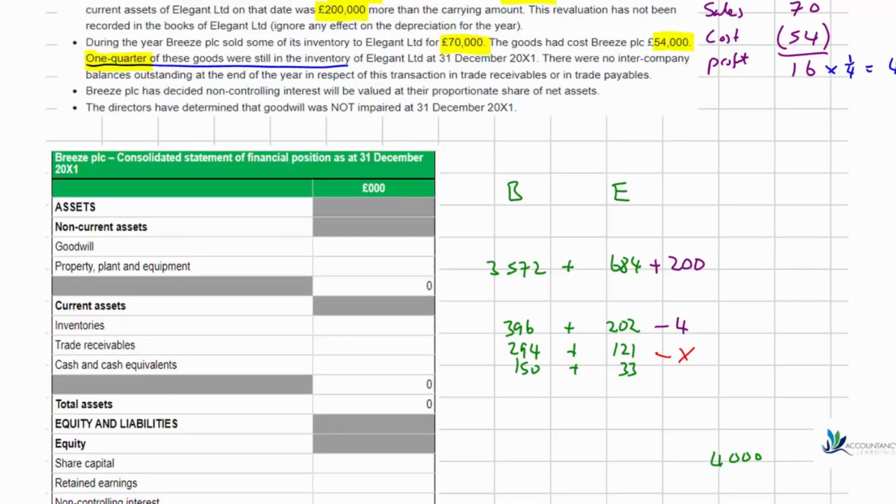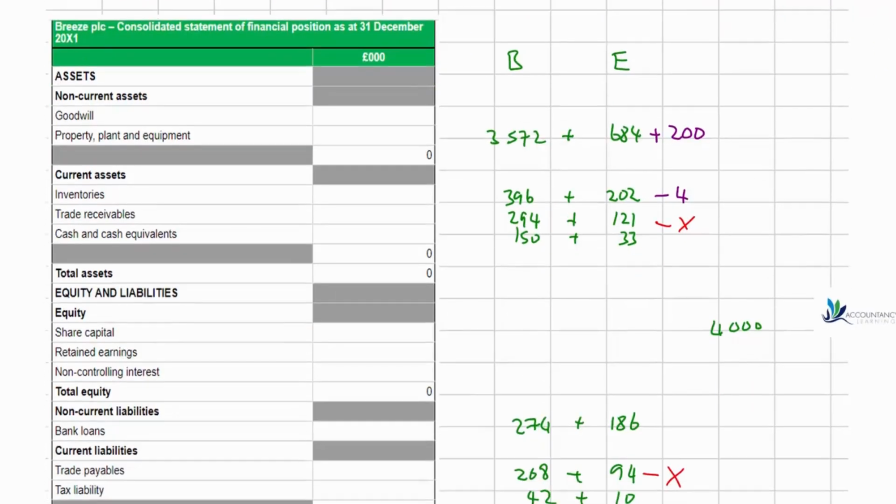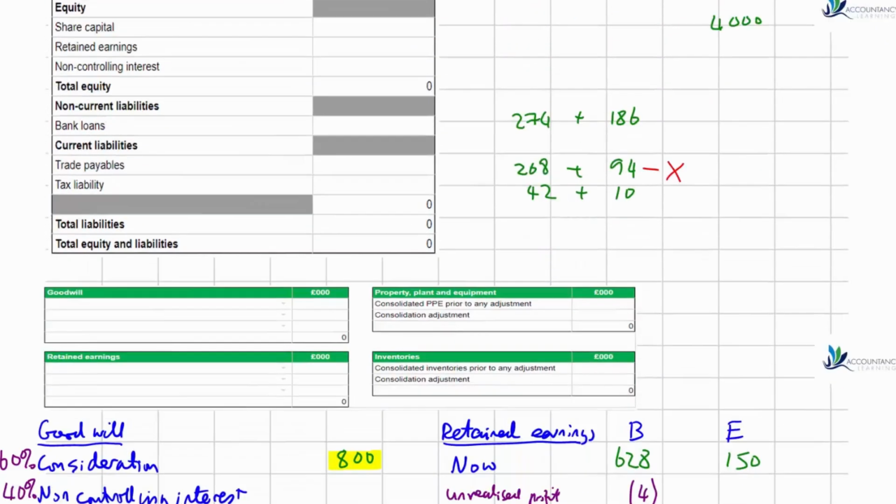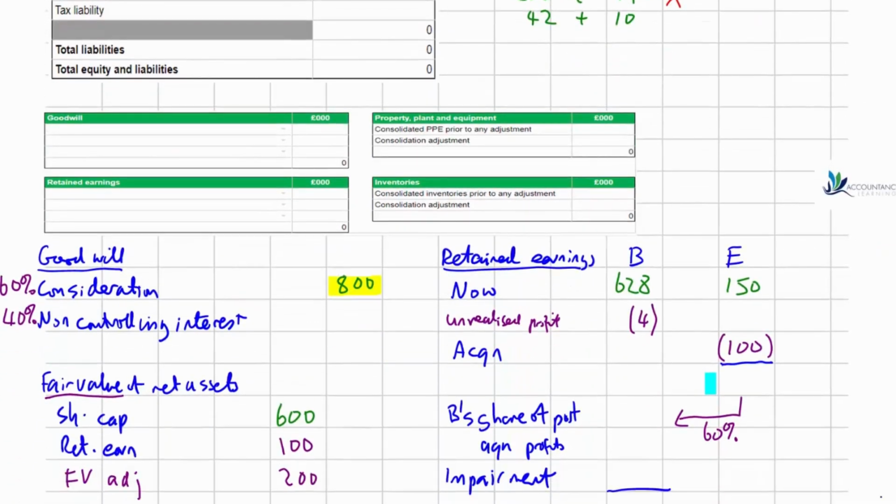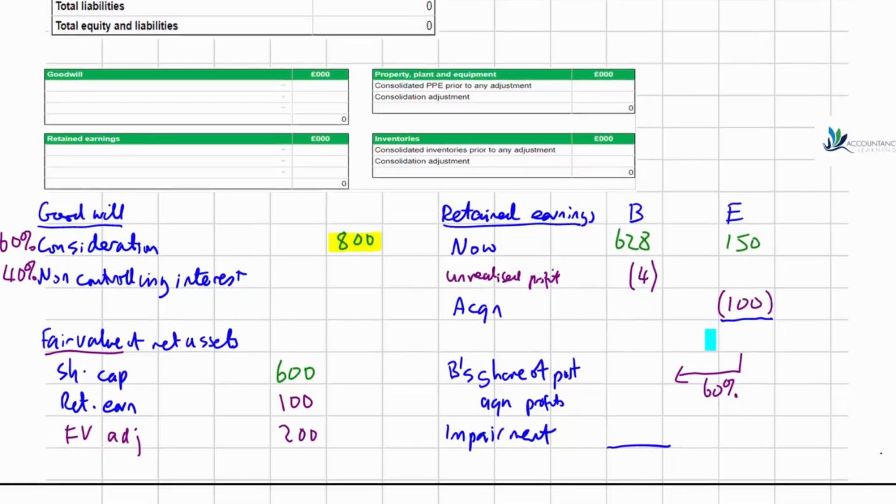The next note then, Breeze to decide non-controlling interest will be valued at their proportionate share of net assets. Okay, we need to deal with that in a moment. And the directors determined that goodwill was not impaired. Okay, so there's nothing for us to do there. So there we are, we've dealt with all of the numbers. So it's now time to start completing some of our workings. So let's start off with our goodwill calculation.